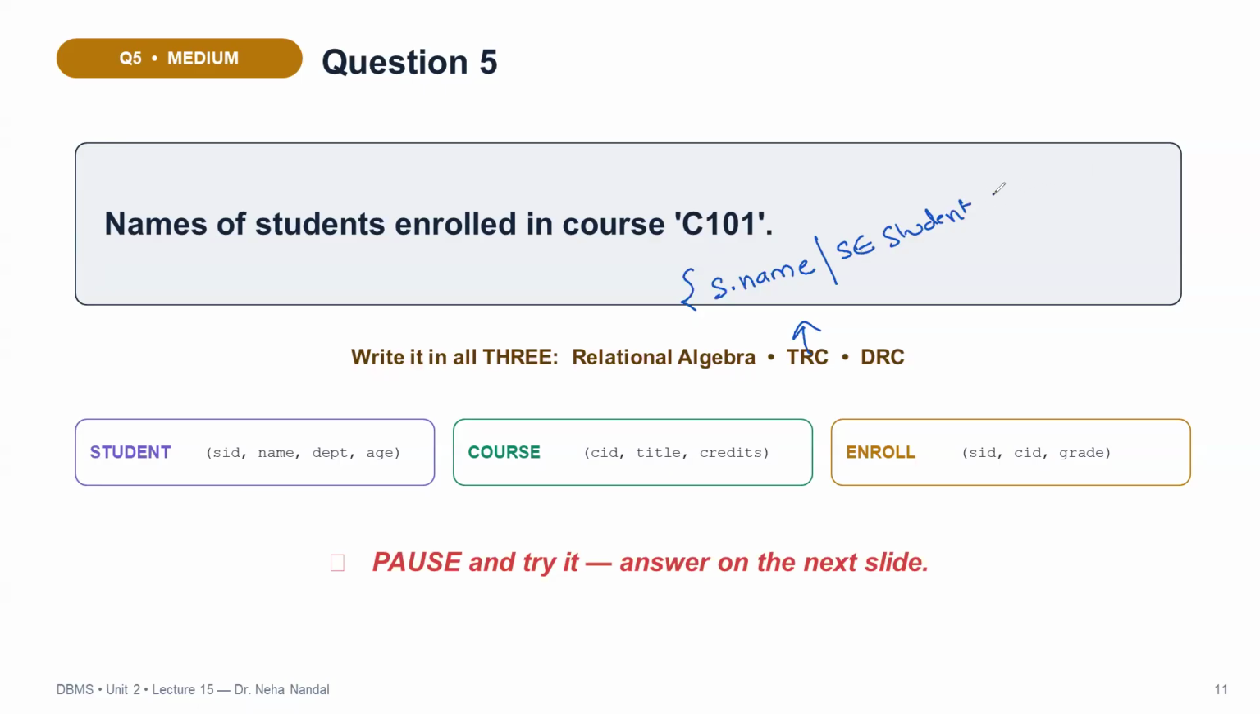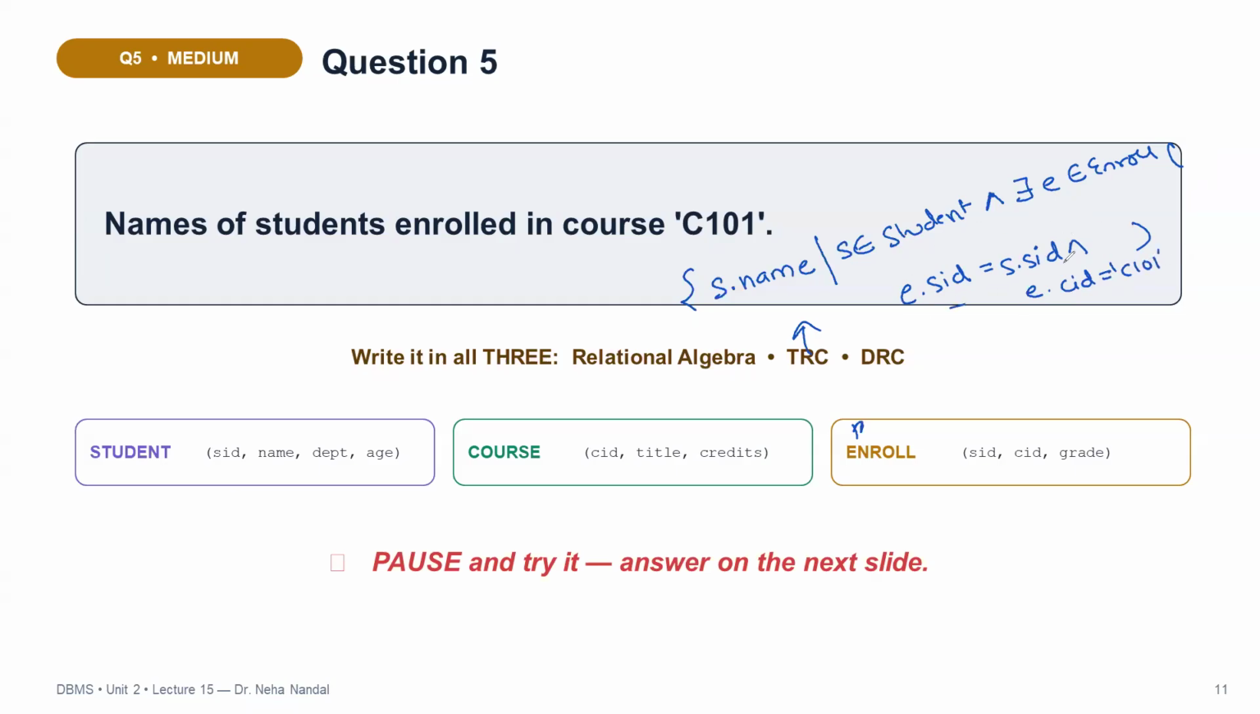Now you will introduce enroll in this query. So you'll give: and there exists an E which belongs to enroll. And inside the brackets, you will give the condition. So what is our condition? Your E dot SID should be equal to S dot SID, and E dot CID should be equal to C101.